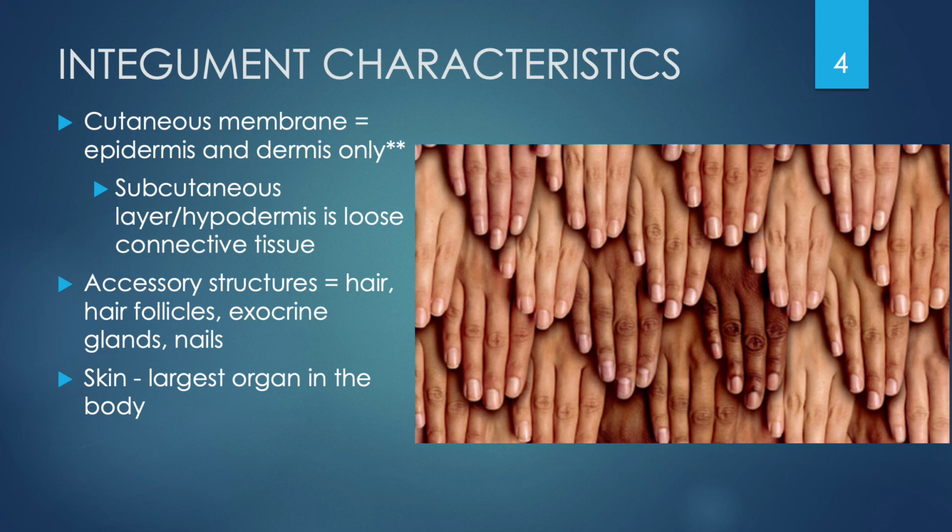This is effectively skin, and so it's important to know that when we talk about the integumentary system, we are talking about the cutaneous membrane, which is just the epidermis and the dermis. There is the hypodermis, which sounds like it should be part of the skin because it has dermis in its name, but keep in mind it is hypo, meaning below. So it's below the dermis, and it is loose connective tissue. There are also accessory structures that are part of the integumentary system, and those primarily include hair, hair follicles, exocrine glands, and nails. Now, the skin is the most important barrier to the exterior world because it is the largest organ in our body. So we're going to go into some detail and discuss all of these different accessory structures and the integument itself.